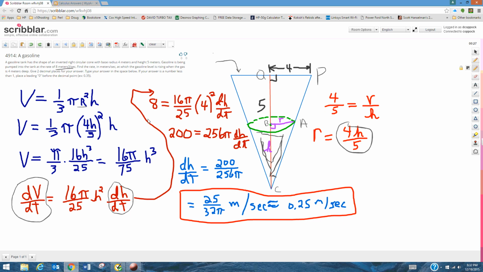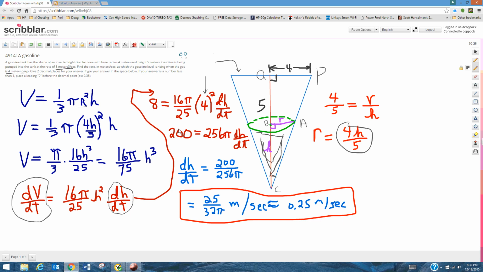This arrow here moves us up to here where we're going to substitute in the values that we know, and solve for dH dt. We know that dV dt is 8 cubic meters per second. Technically, I should put the meters here and show how this evolves into meters per second, but we'll talk about that at the very end. I've left off the units. 16 pi over 25, we want to know what is dH dt when the height is 4 meters deep. So that's where this 4 came from, right here, when H is 4.